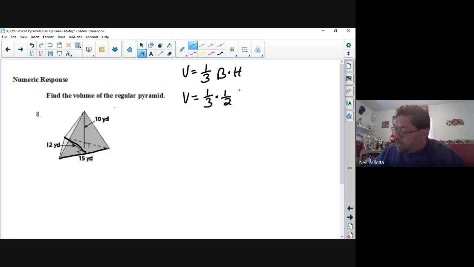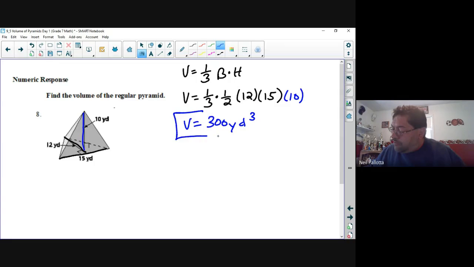The base times the height. Base is going to be 12. Height's going to be 15. And then we multiply that base area times the height of the pyramid, and the height of the pyramid is going to be that 10. So with our calculators, we want to do the 12 times the 15 times the 10, and then divided by 2, divided by 3, and we wind up with 300 cubic yards for the volume.